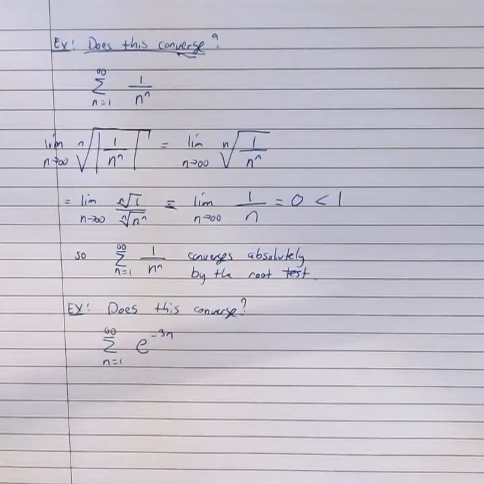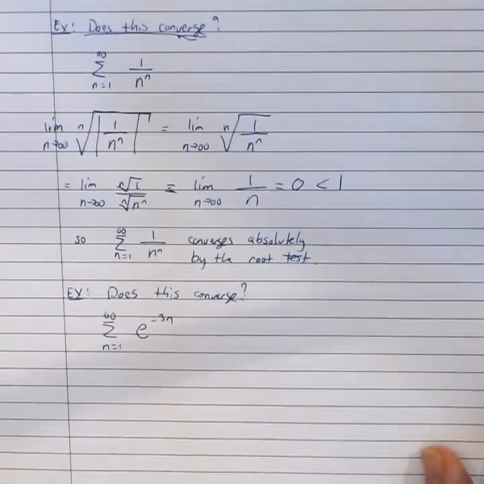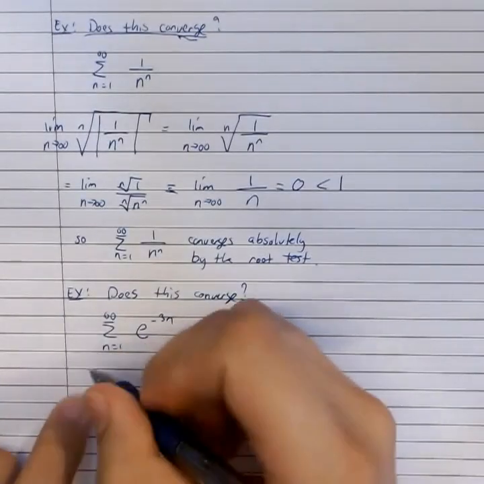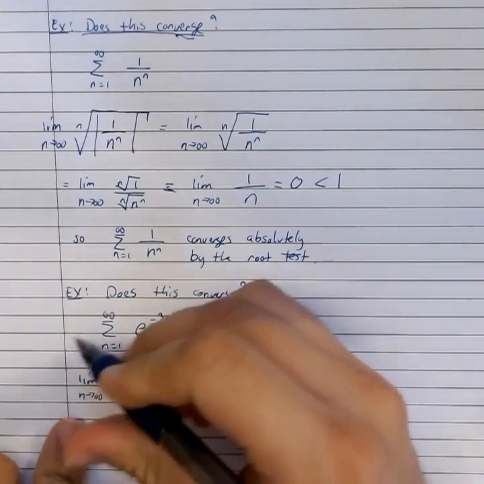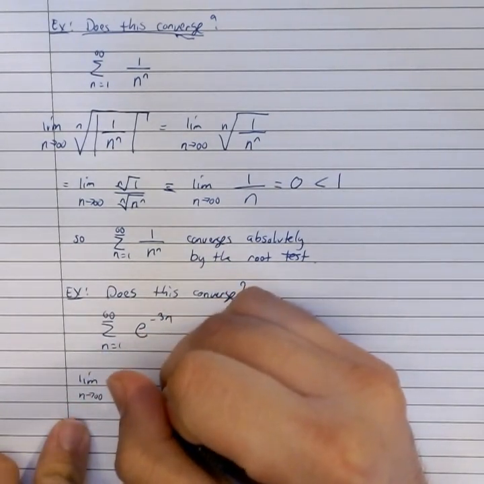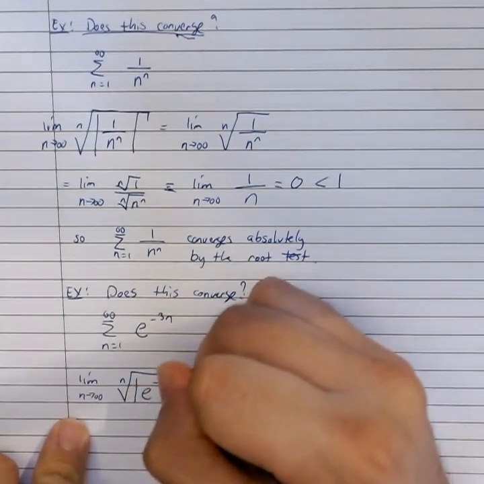So go ahead and try it. Pause the video and see if you can attempt the root test here. Once you've gotten an answer, go ahead and unpause the video and we'll go through it together. All right, so to perform the root test, we're going to take the limit as n approaches infinity of the nth root of the absolute value of e to the minus 3n.